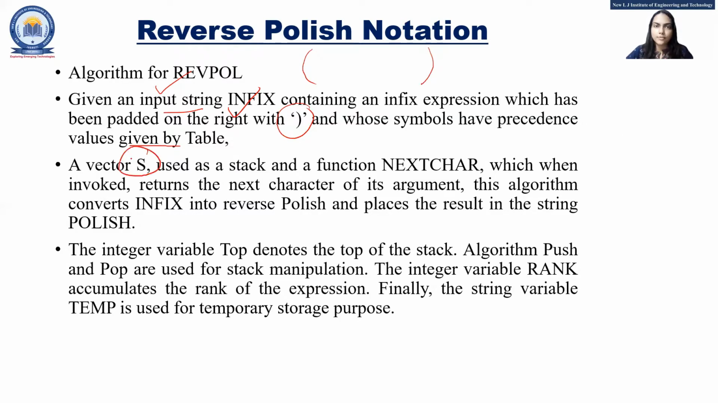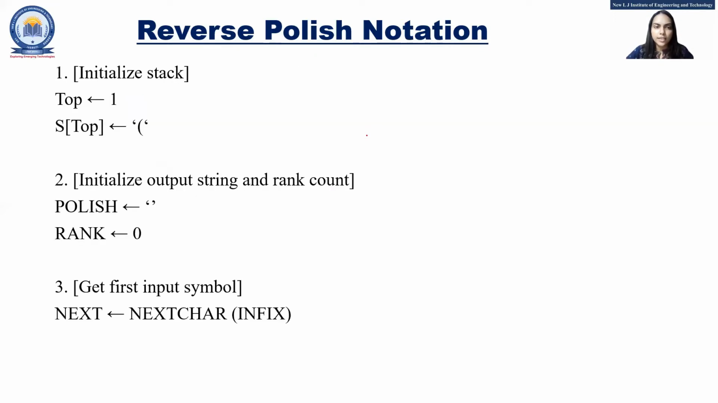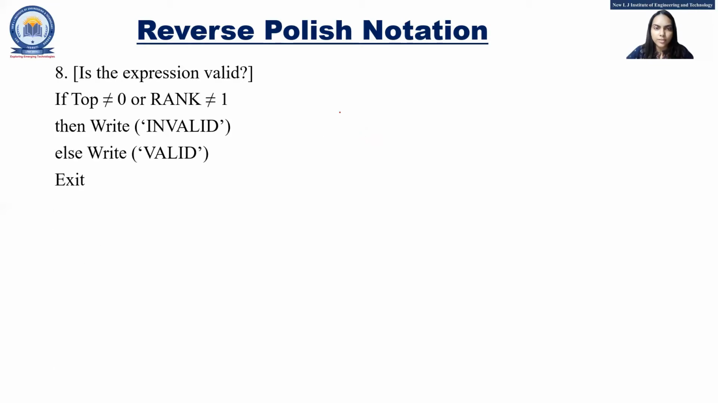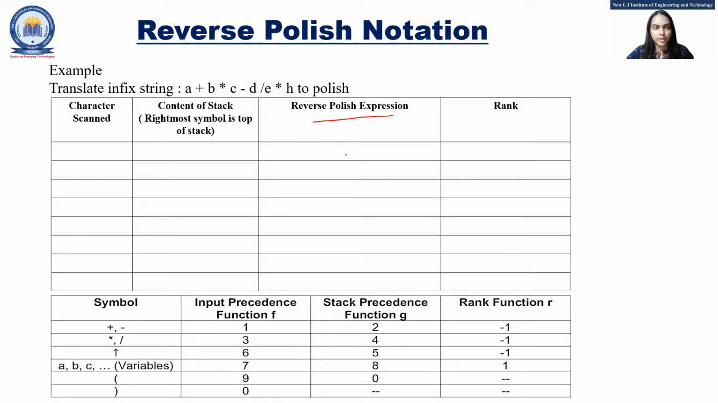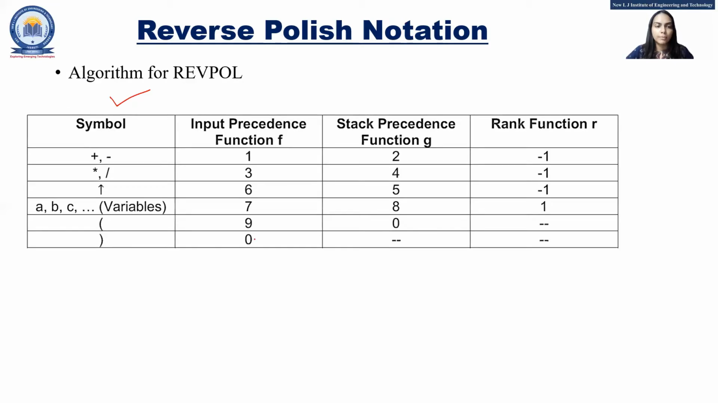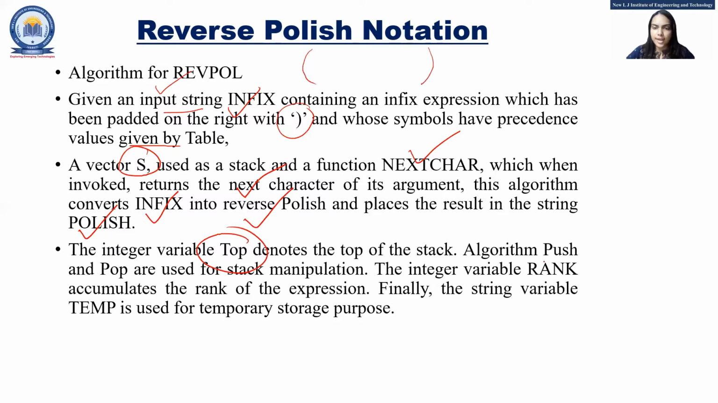We have a vector S which will work as a stack, and a function known as next character. This will give us the next character in the infix. This converts infix to reverse Polish and places the result in Polish. So we will take an example of this. Top denotes the top of the stack, rank denotes the current rank, and the rank should be 1 if you have calculated correctly, and temporary is used for temporary storage purposes.